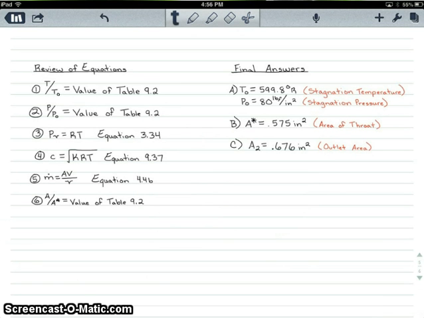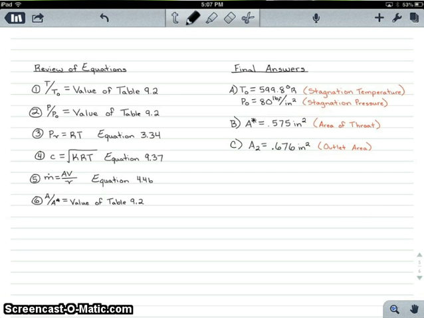Now to review the equations. Number 1, T divided by T naught equals value of table 9.2. Number 2, P divided by P naught equals value of table 9.2. Number 3, PV equals RT, equation 3.34. Number 4, C equals the square root of k times R times T, equation 9.37. Number 5, m dot equals AV divided by specific volume, equation 4.4b. Number 6, A divided by A asterisk equals value of table 9.2.